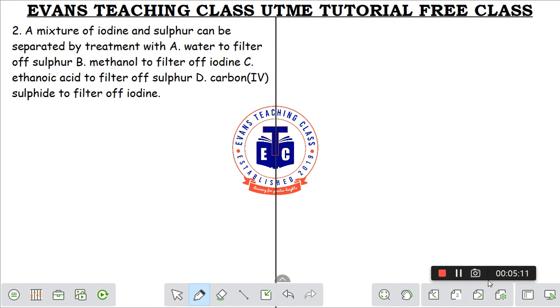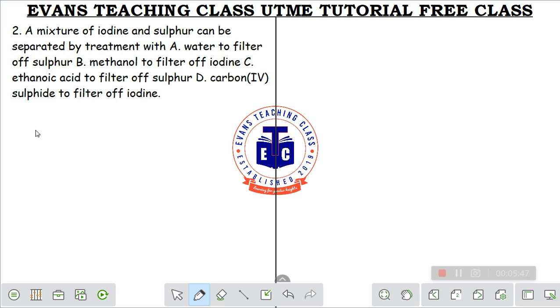So the next question states thus. They said a mixture of iodine and sulfur can be separated by treatment with. So what do we use for something like that? Whenever you have a question like this, what are you going to do? A. Water to filter out sulfur, B. Methanol to filter off iodine, C. Ethanoic acid to filter off sulfur, D. Carbon dioxide to filter off iodine. Now this is the answer. This is how to do it.